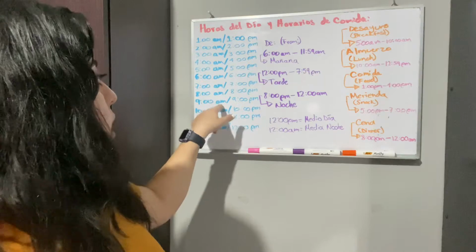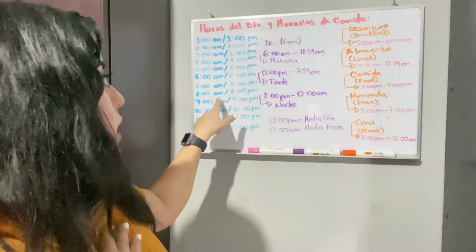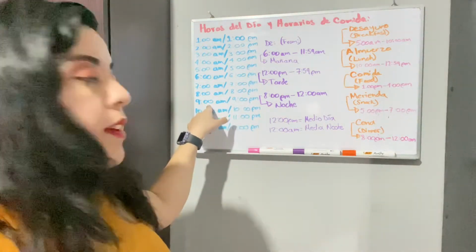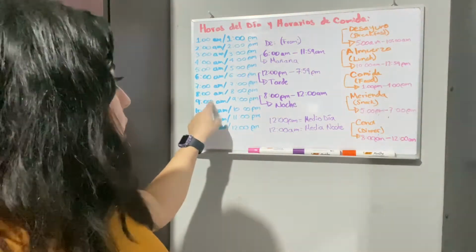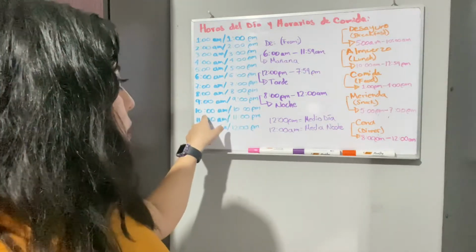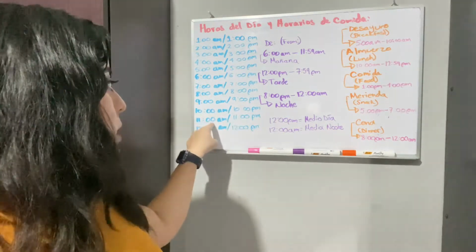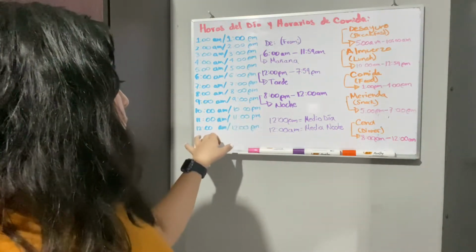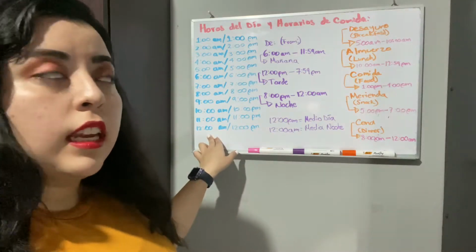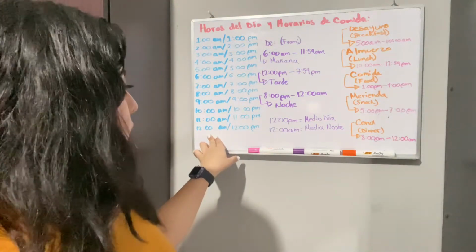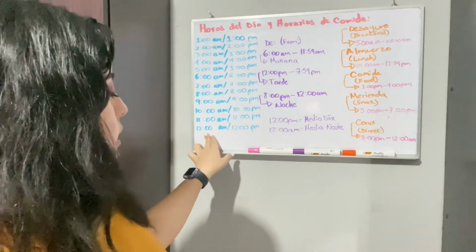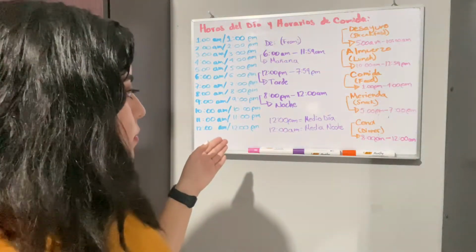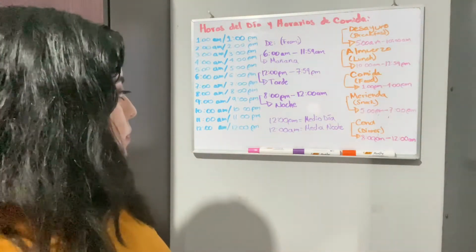Las 8 de la mañana, las 8 de la noche. Then las 9 de la mañana, las 9 de la noche. Las 10 de la mañana, las 10 de la noche. Las 11 de la mañana, las 11 de la noche. Las 12 de la noche, las 12 de la tarde, ok?